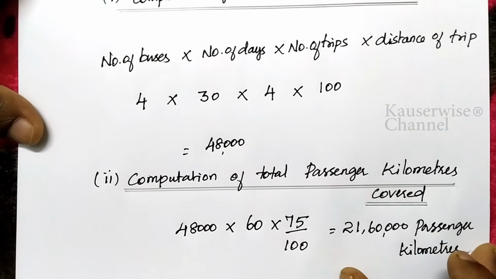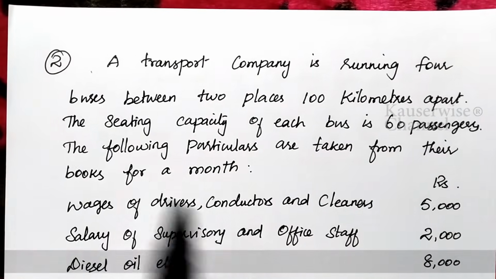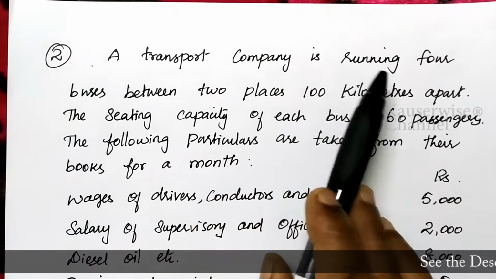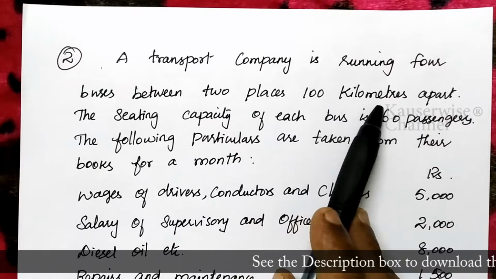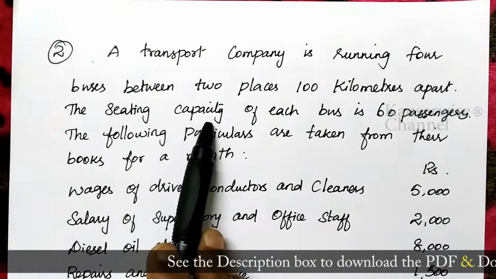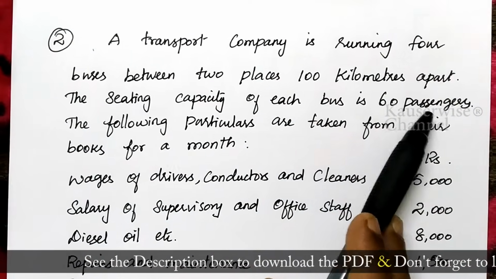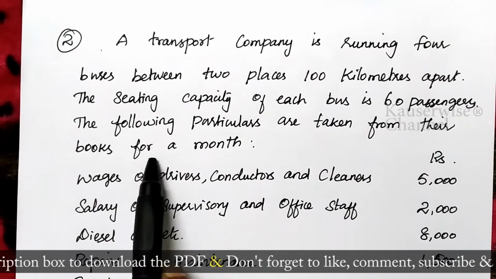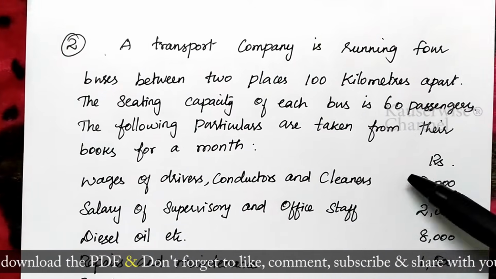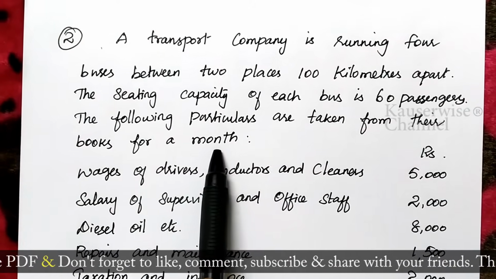Okay, now let us see the second problem. A transport company is running 4 buses between 2 places 100 kilometers apart. The seating capacity of each bus is 60 passengers. The following particulars are taken from their books for a month. Okay, so this is the information related to cost for a particular month.